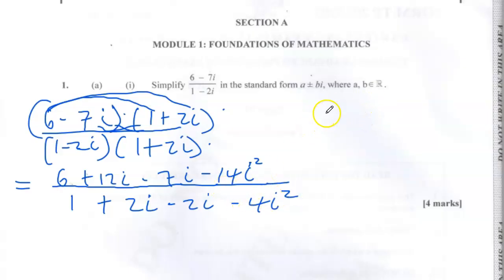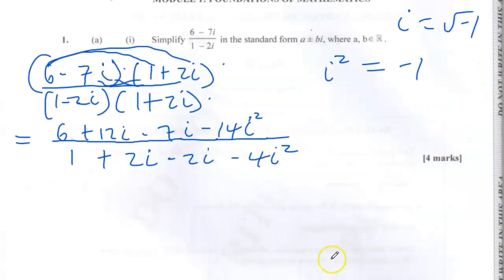So recall that i squared is equal to negative 1. Since i is root negative 1, i squared is negative 1. So we can substitute those. So we have 6. And if you group like terms, 12i, take away 7i. So that's 12, take away 7, 5, so that's positive 5i.